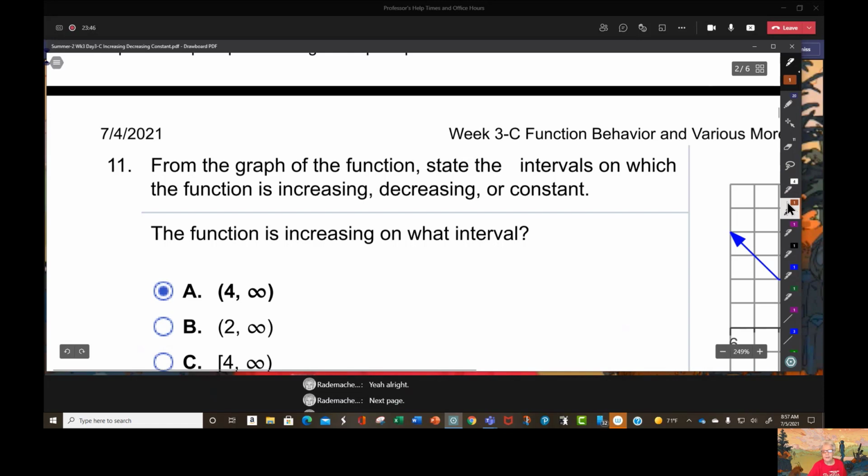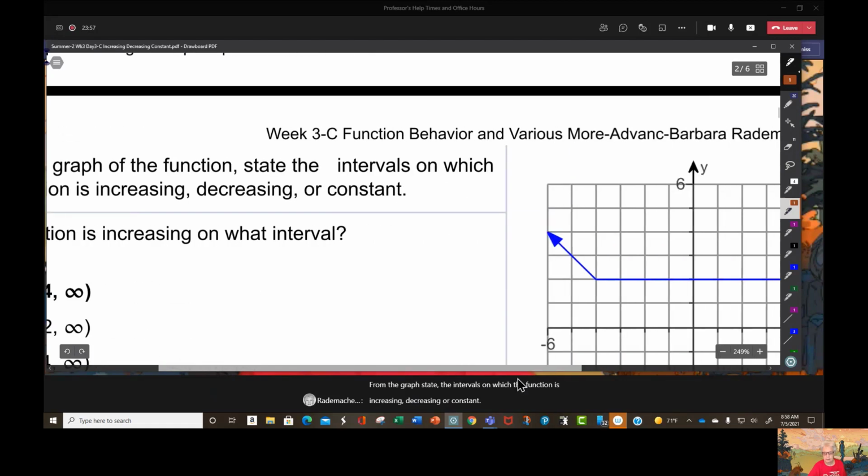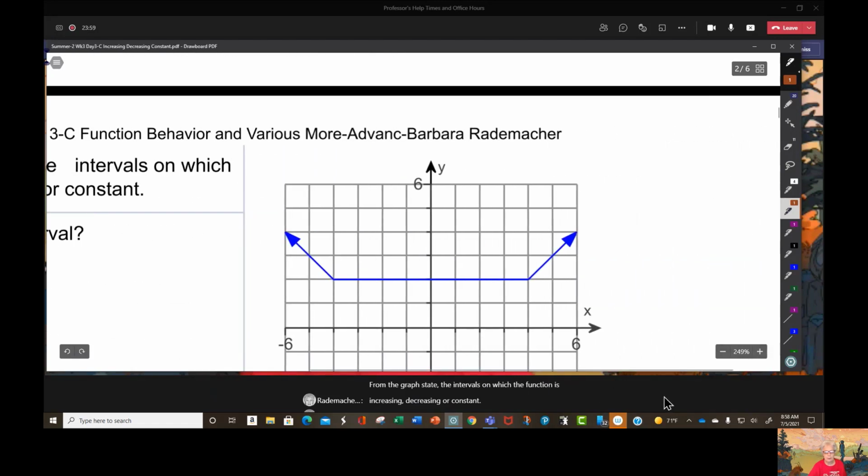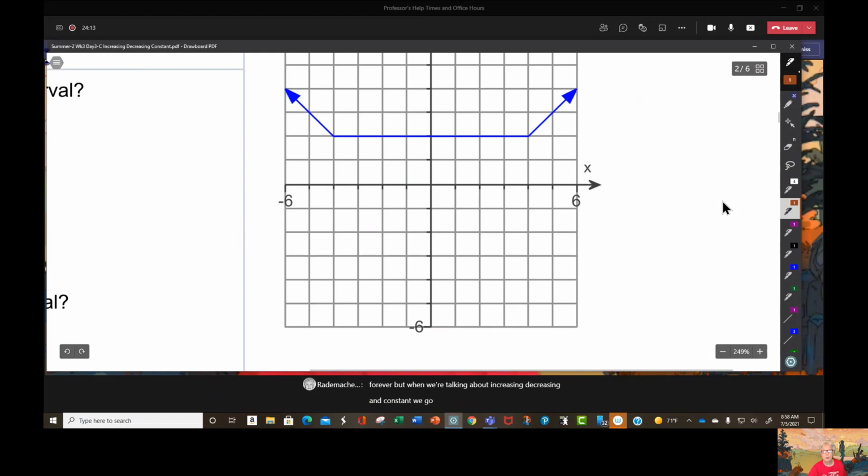From the graph, state the intervals on which the function is increasing, decreasing, or constant. So we come over here. Now this is the way we draw graphs to show they continue forever. But when we're talking about increasing, decreasing, and constant, we go left to right only. That's hard to remember too.